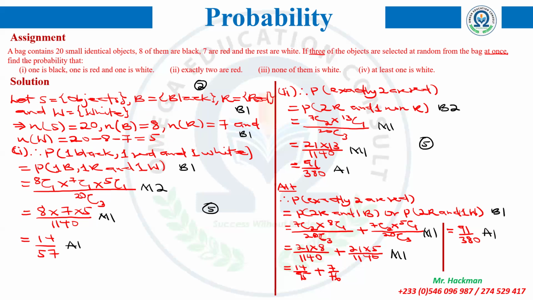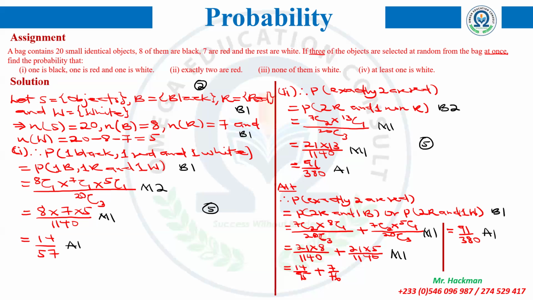Now we come to the main question, I. What are we supposed to find? We are supposed to find this probability: the probability that one is black, one is red, and one is white. So you have one black object, one red object, and one white object. So you write I. And remember, as you write the I, you don't leave any space because you are not moving from a sub question to another sub question. In any case, that's the first sub question, so you don't leave any line.